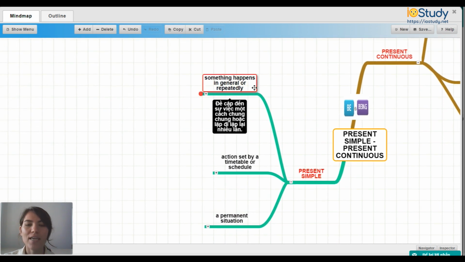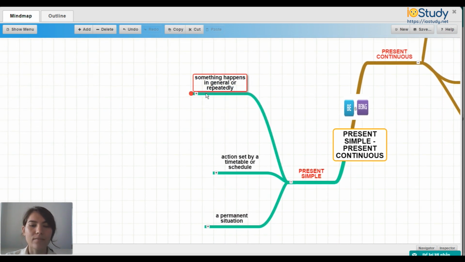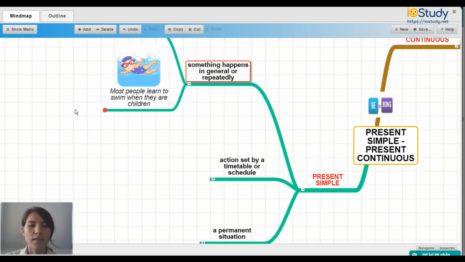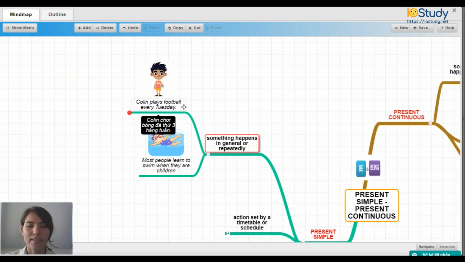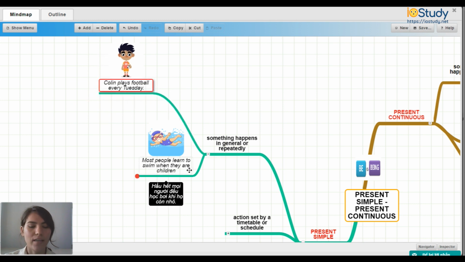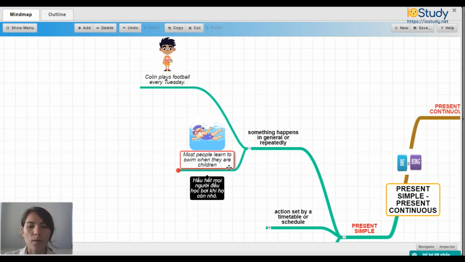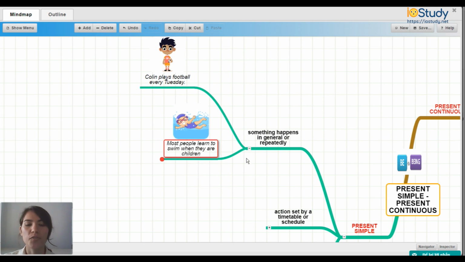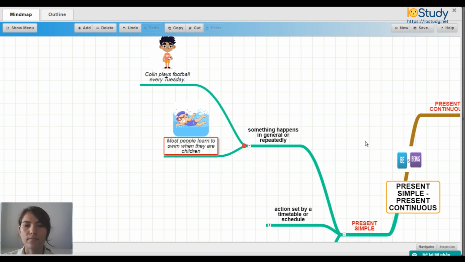So let's talk about something happens in general or repeatedly. Here are some examples. Number 1, Colin plays football every Tuesday. And number 2, most people learn to swim when they are children. So these are general or repeated actions.